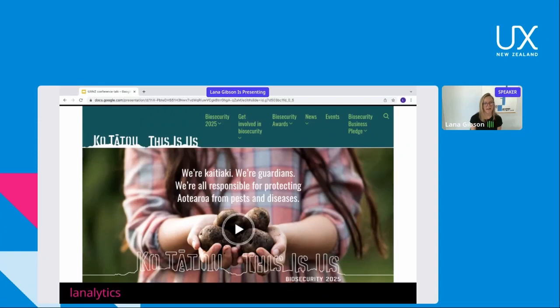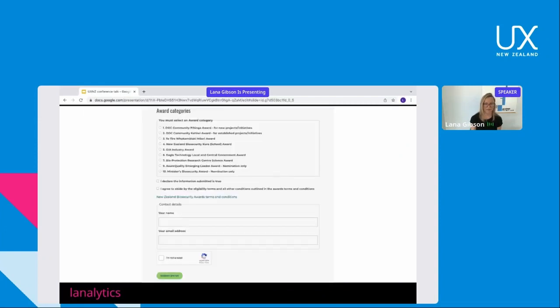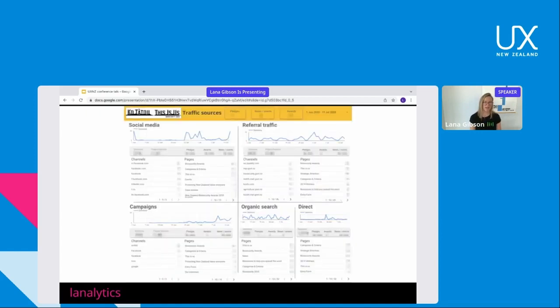They are a biosecurity body, a government body, looking after New Zealand's wildlife. Every year they have nominations and awards for people who are excelling in the biosecurity arena. Every year you can nominate someone through their website. This is the form. They want to see which of their campaigns and marketing results in the most traffic and the most nominations.